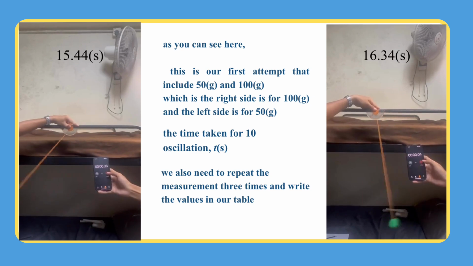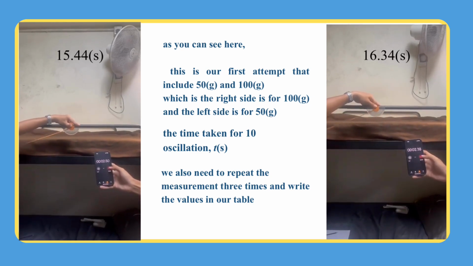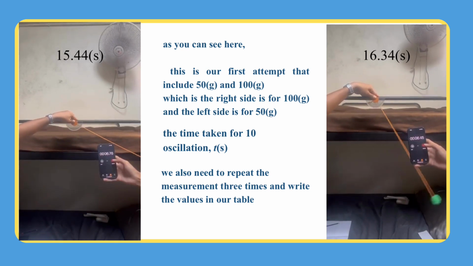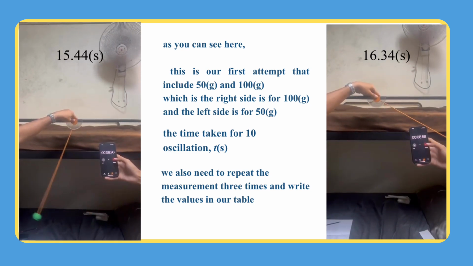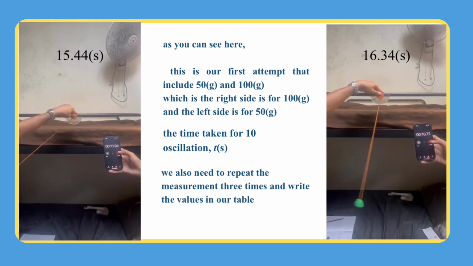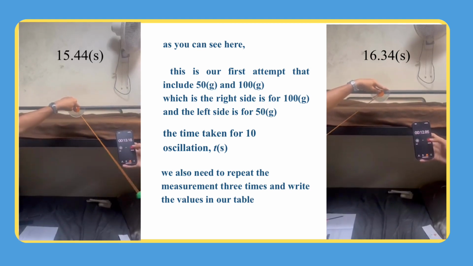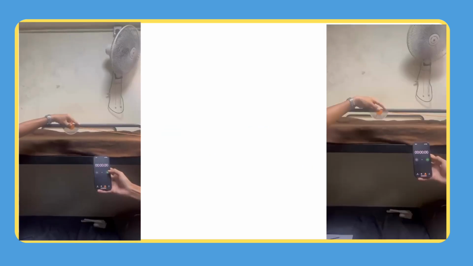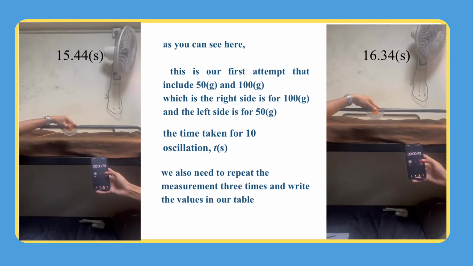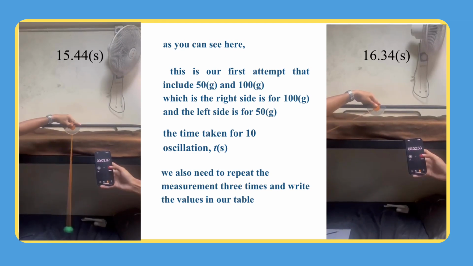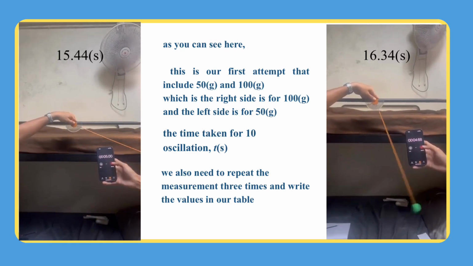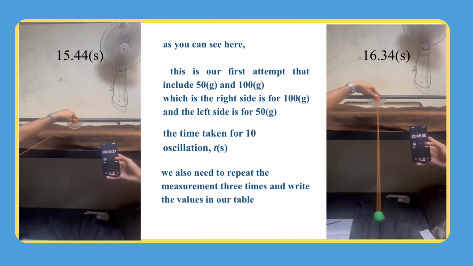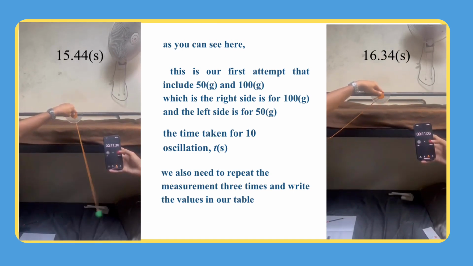As you can see here, this is our procedure where we record 10 swings. We pull the pendulum slightly to one side and release it without pushing. I forgot to mention, this is our first attempt that includes 50 gram and also 100 gram, where the right side is 100 gram and the left side is 50 gram. We record the time taken for 10 oscillations, and we repeat the measurement 3 times and write the values in our table.